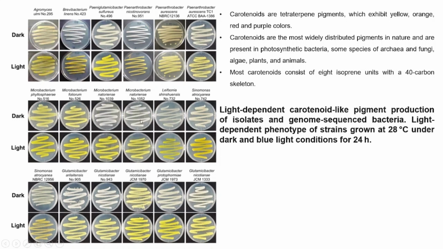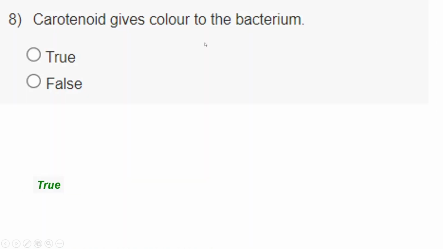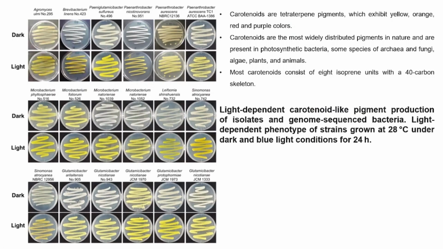I took this from one of the papers, which shows light dependent carotenoid-like pigment production of isolates and genome sequenced bacteria, and light dependent phenotype of strains grown at 28 degrees Celsius under dark and blue light conditions. Depending on strains, temperature, and the kind of light you're exposing it to, all of this matters. You can see the difference in color as well. There's basically a gradient there; even though the colorful ones are mostly yellow, you can see a difference in shade intensity. So the question was, does it give color to the bacterium? Definitely it gives color to the bacterium. It's a very true statement.